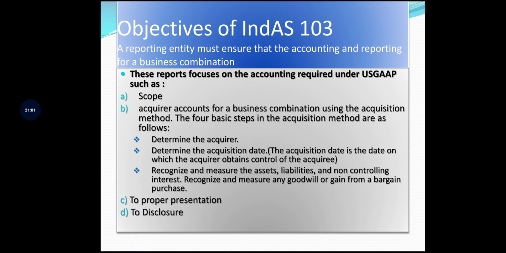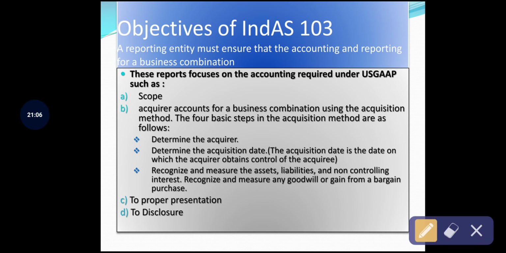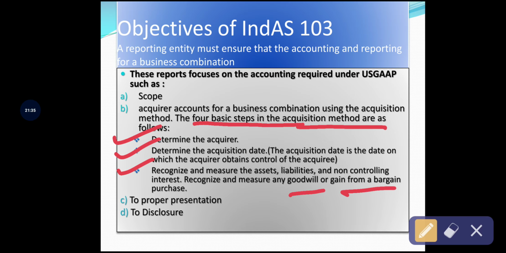An acquirer accounts for a business combination using the acquisition method. They must follow the four steps in the acquisition method. Let's see the acquisition method. Determine the acquirer, I have explained earlier. Next, the second one, determine the acquisition date. This I have also explained. The third one: recognize and measure the assets and liabilities and non-controlling interest, and recognize and measure the goodwill or gain from the bargain purchase.